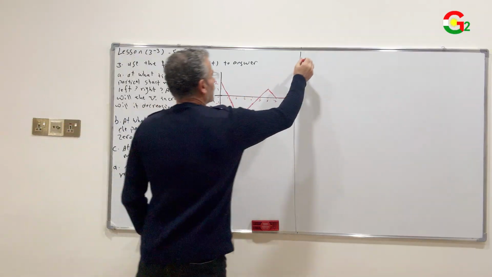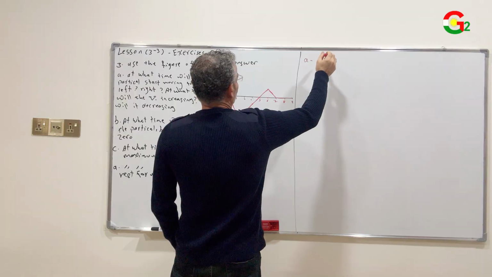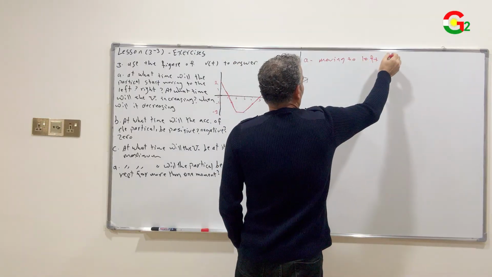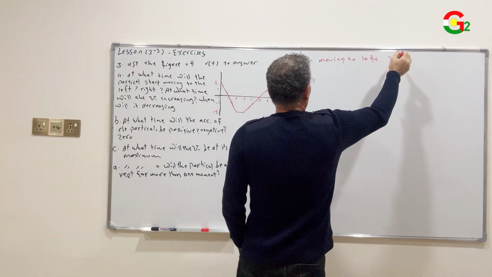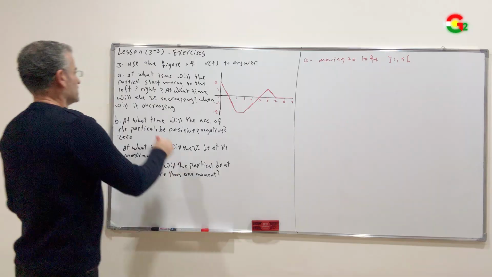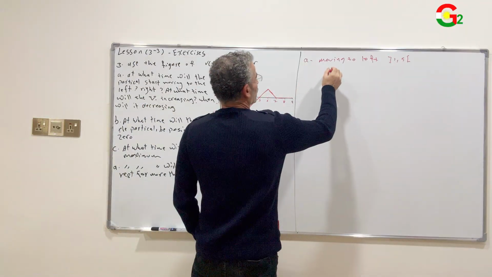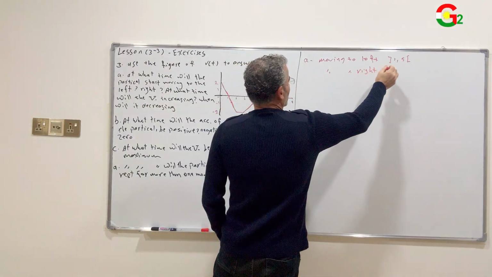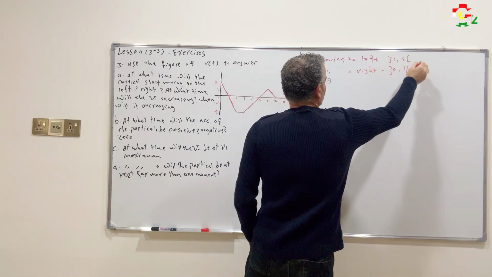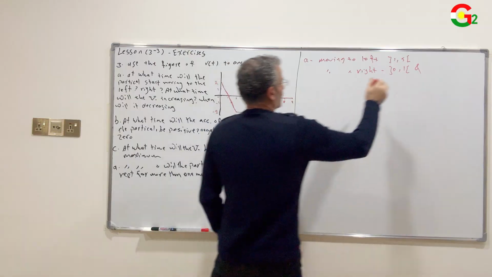So for A, the particle starts moving to the left in the interval 1 to 5 when the graph is under the x-axis. It moves to the right when the graph is over the x-axis, from 0 to 1 in the interval, and from 5 to 7.